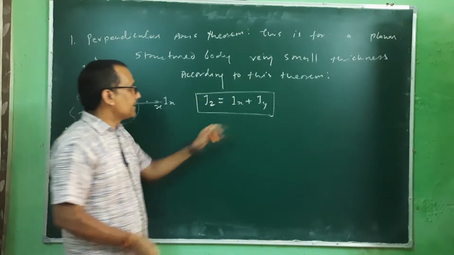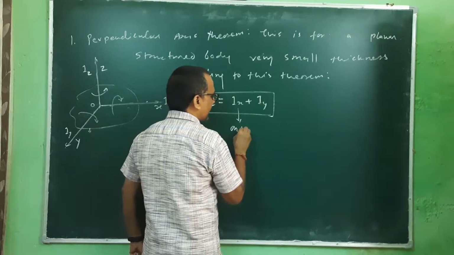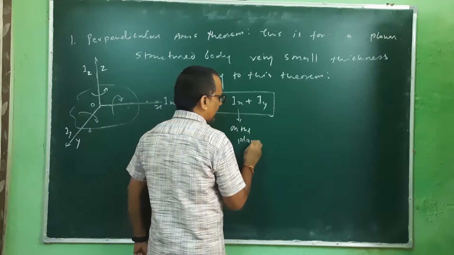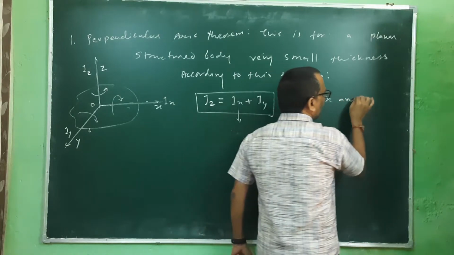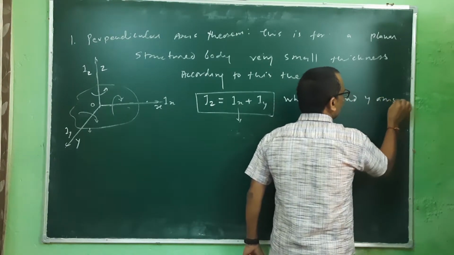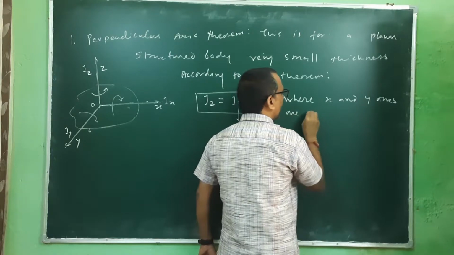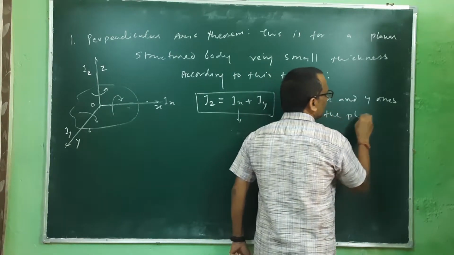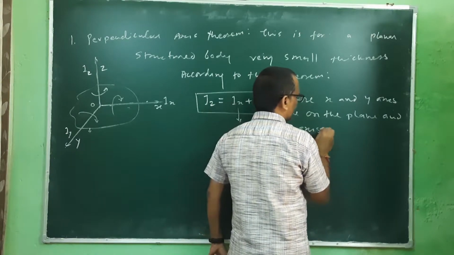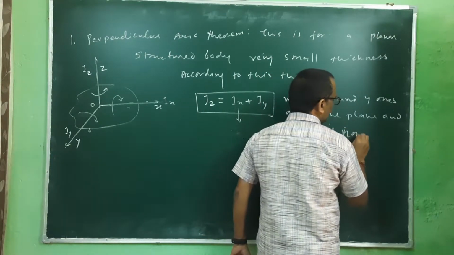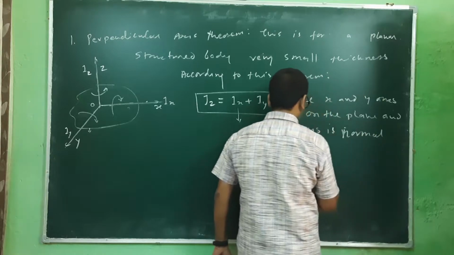Remember this: the x and y axes are on the plane, and the z-axis is normal to the plane.